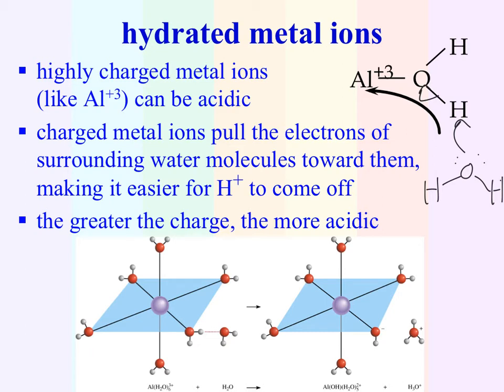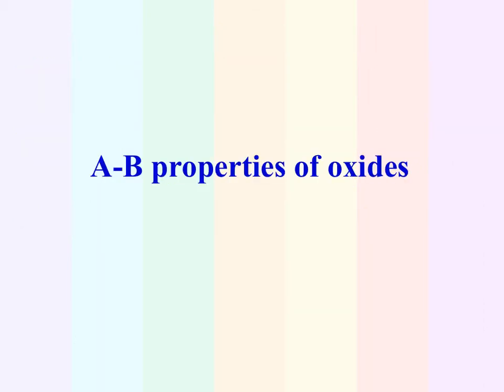And so basically we're able to put H3O+ in solution and subsequently create an acidic situation. Similar vein to what we were just talking about, the greater the charge, the more acidic a situation you're going to have, just like the oxidation numbers in the other examples that we were looking at. So let's go ahead and look at the acid-base properties of oxides.